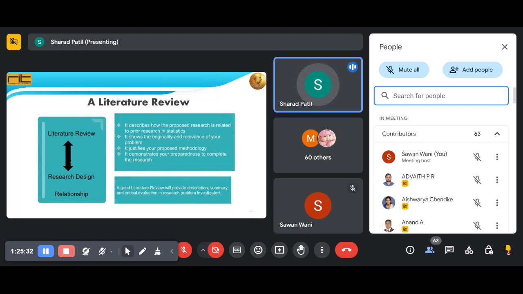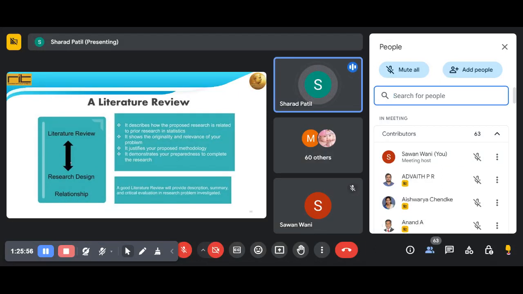That is, you will get the guideline, I may say the main path, of how these researchers proceed ahead in the area chosen by us. Okay, so there is a relation between the literature review and the research design. Unless and until you do the literature review, you cannot have a research design.